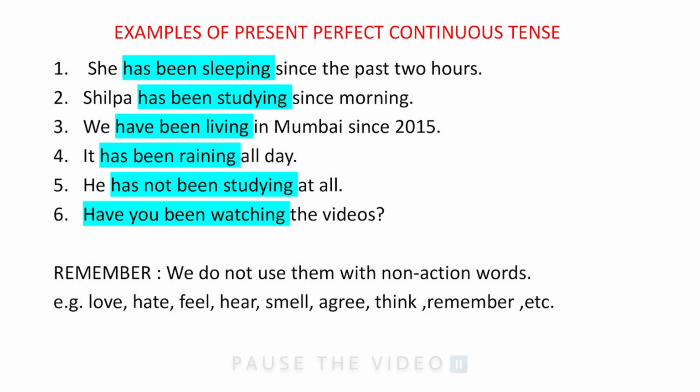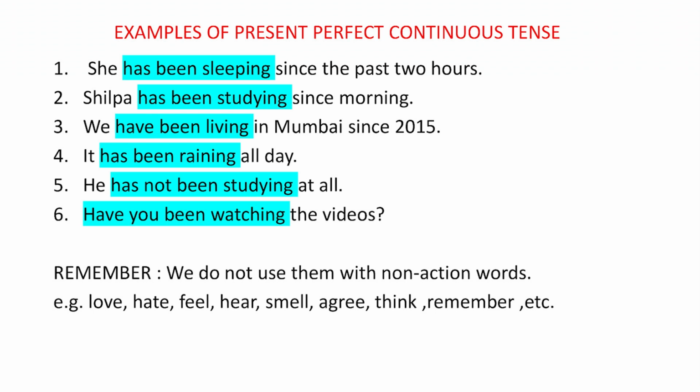Now, a few examples in front of you indicating the present perfect continuous tense in sentences. So let's have a look at that. All these sentences indicate that these actions even now are still going on. For example, let's take Shilpa has been studying since morning, and now also she is studying. Then we have been living in Mumbai since 2015. So when did we start living? 2015, and now in the present also we are still living in Mumbai, and so on. You can just look at the other sentences.